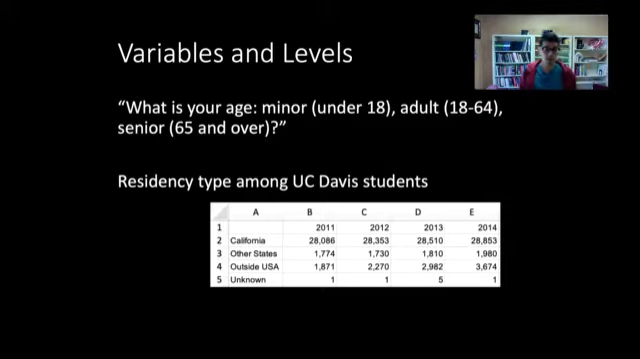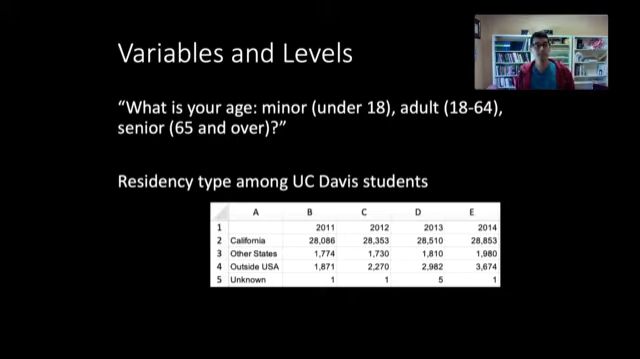From the Try It 1 data, we measured two different variables. One variable was residency type among UC Davis students. So that's one variable. It measures one kind of thing. Where did you live coming into UC Davis? The levels that people can respond with were California, other states, outside USA, or unknown. It wasn't measured. And so the levels were the 4 different categories that people could respond with, and there was a single variable where people could pick one of those 4 levels in responding to that single variable for residency type. The same thing is true for year.